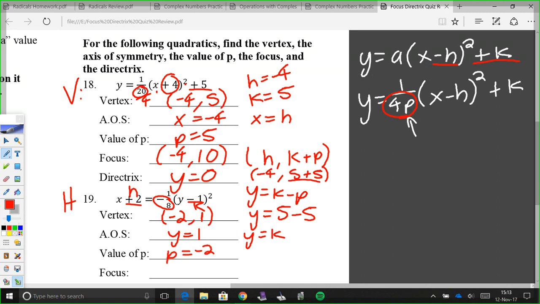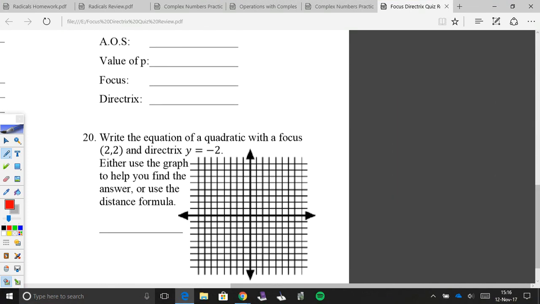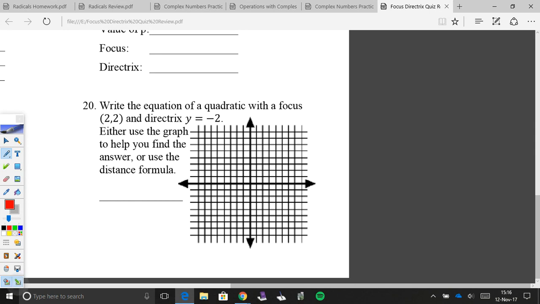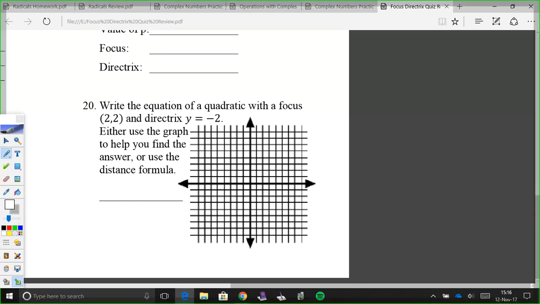And then you would use your formulas again. The formula for the focus would be h plus p, comma k. And for the directrix you use x equals h minus p. You already have your h, k, and p values, so you can just plug them in. It's the same thing. Now number 22, the very last one, we're going to write the equation. There are two formulas, one for vertical and one for horizontal, that we could use depending on whether we notice it's vertical or horizontal.